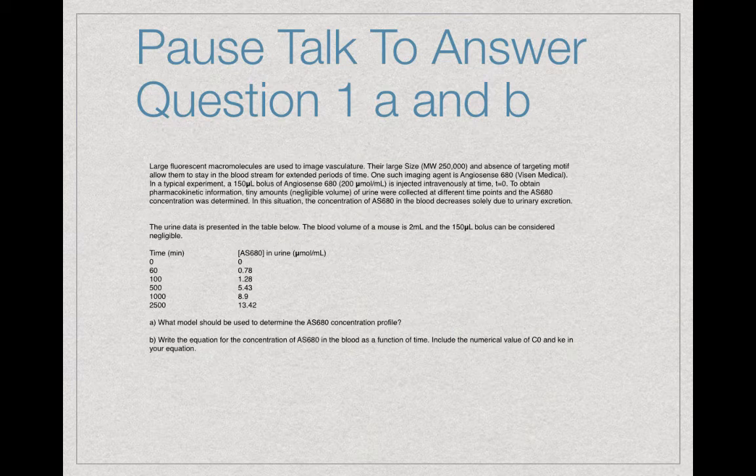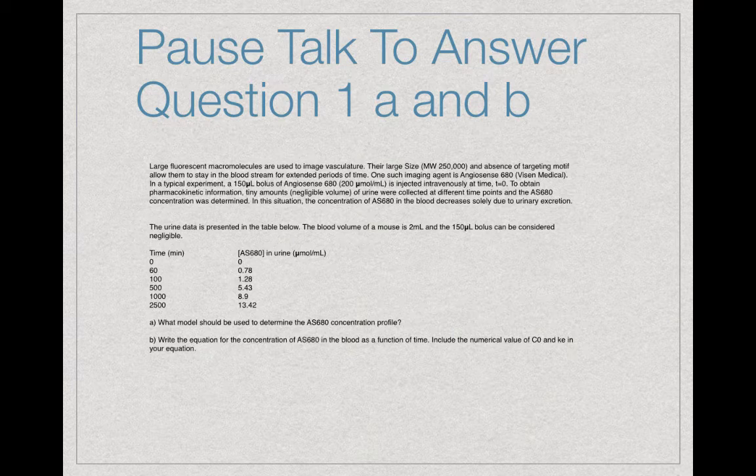I hope you actually paused the talk and tried to answer this question, and I'm going to show you in the next few slides how I would go about answering it. Large fluorescent macromolecules are used to image vasculature. Their large size and absence of targeting motif allow them to stay in the bloodstream for extended periods of time. One such imaging agent is AngioSense 680.